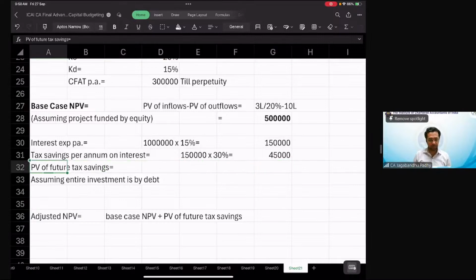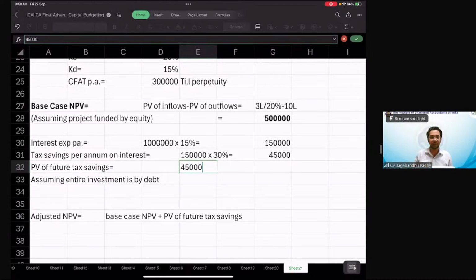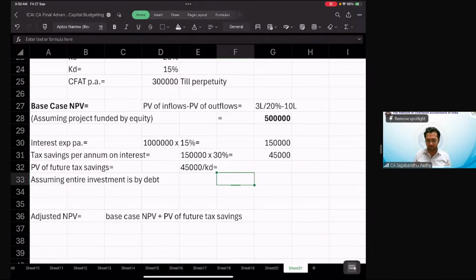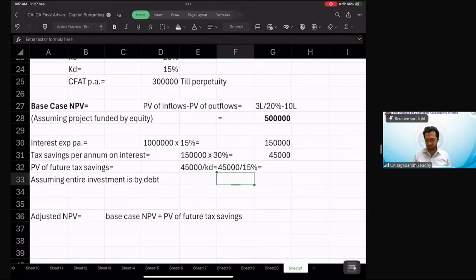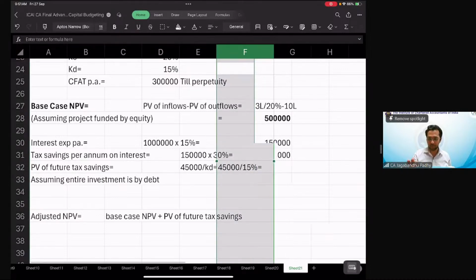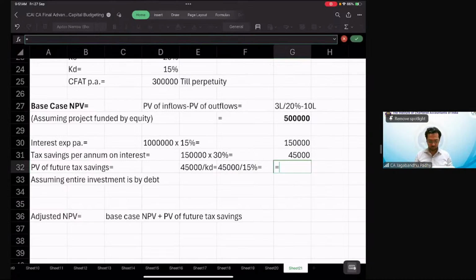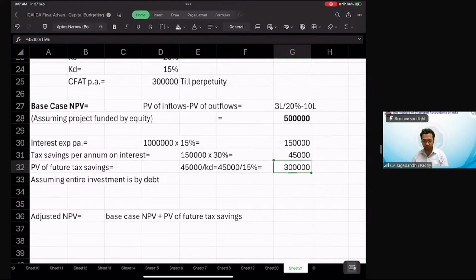So how can I get the present value of future tax savings? Present value of future tax savings: 45,000 is every year tax saving that I need to capitalize. So if I'm going to capitalize it, I'm going to divide it by KD. Now what's the KD? KD is 15%. So 45,000 divided by 15%. That's nothing but 3 lakh.